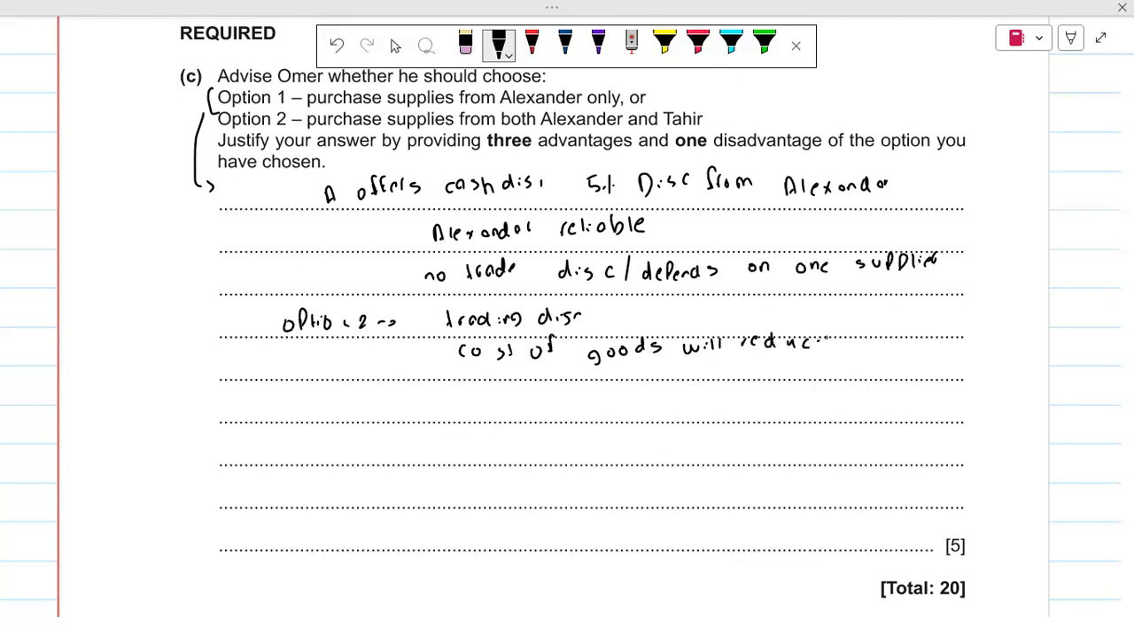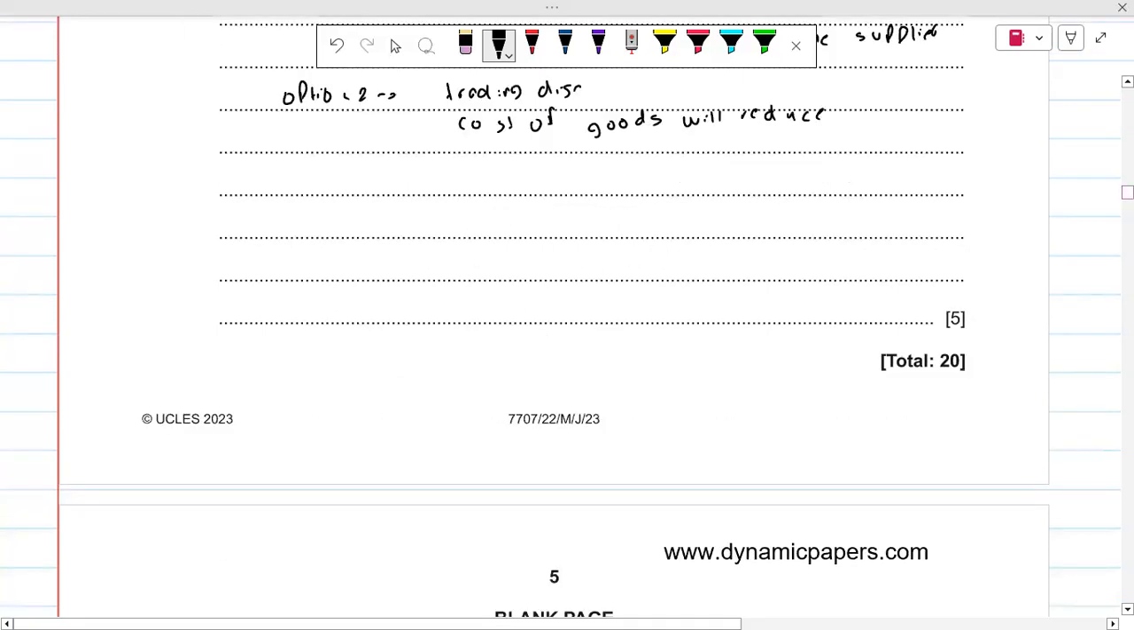And it means that the cost of goods will reduce if we go with option 2, because at the same time we are receiving the cash discount and the trade discount from both suppliers, so it means that our cost of goods will decrease. So this is the second advantage.